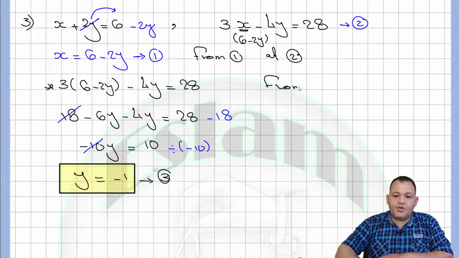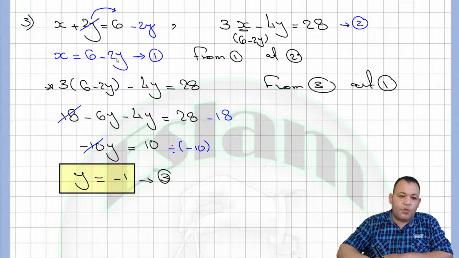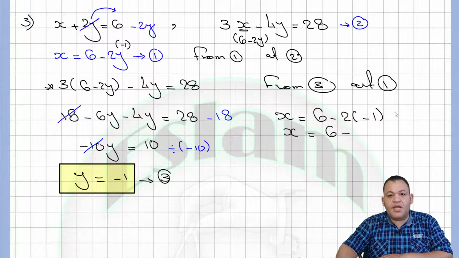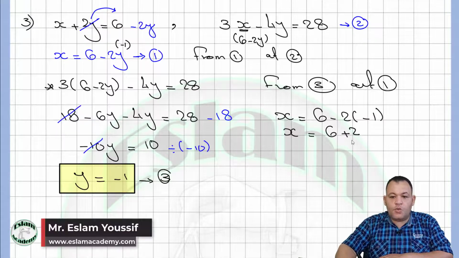Now from equation number 3 to equation number 1, it means replace each y with negative 1. So instead of y, I will replace it with negative 1. It means x equals 6 minus 2 multiplied by negative 1. Then x equals 6 minus 2 times negative 1, which is negative 2. Minus negative 2 is plus 2. It means x equals 8.